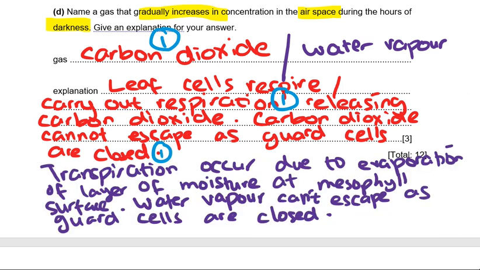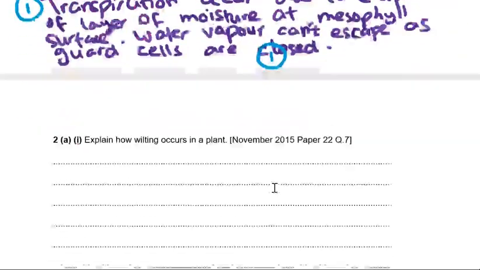Okay, so over here, let's give the marks as well. Water vapor is 1 mark. Transpiration occurs, so transpiration is 1 mark. Or if you say evaporation, I'm sure that'll also be 1 mark. And saying the fact that they can't escape, guard cells are closed, is 1 mark. So these are how you can get your points for part D.